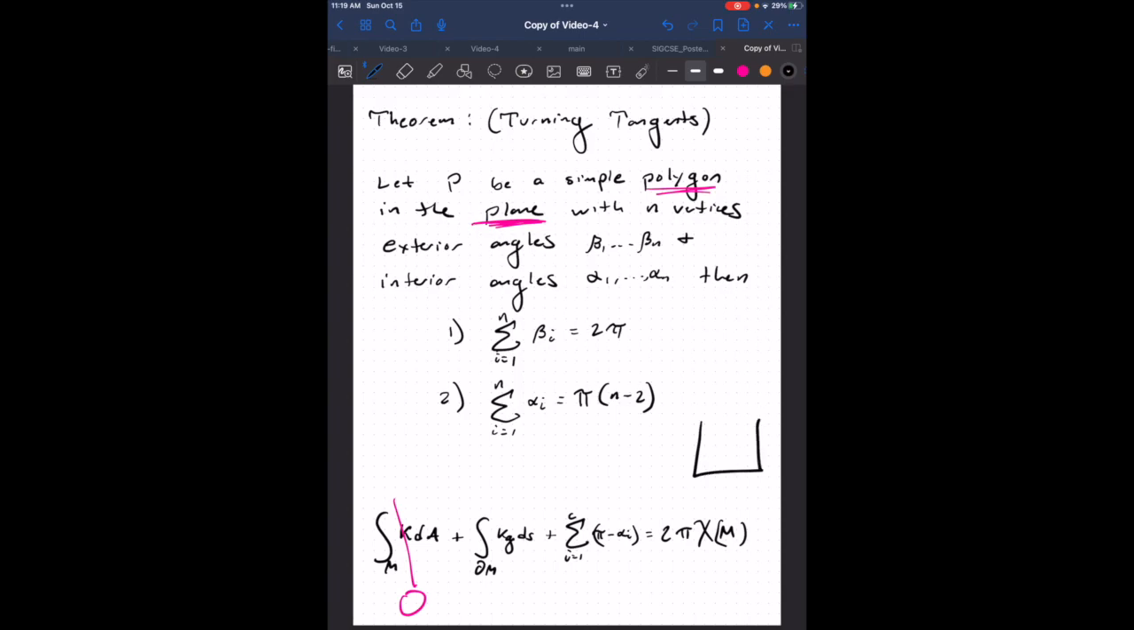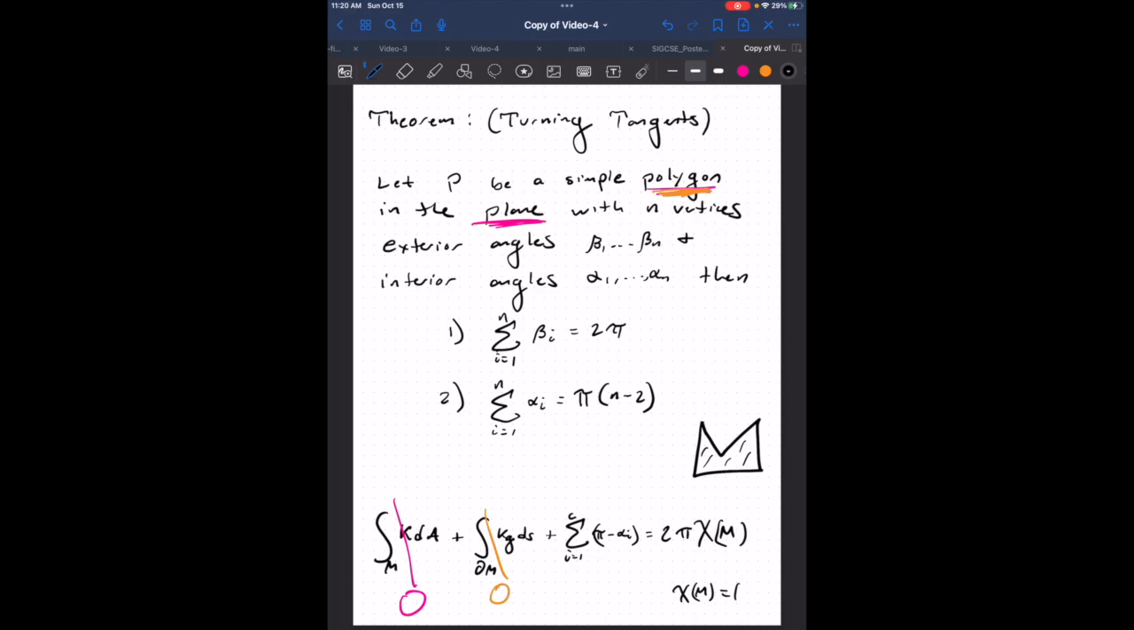So let's get an example going. I think it looked something like this. So straight lines polygon, that tells us geodesic curvature is 0. What is our surface then? Our surface is a disk. So we know our Euler characteristic is equal to 1. And there we see our theorem of turning tangents.